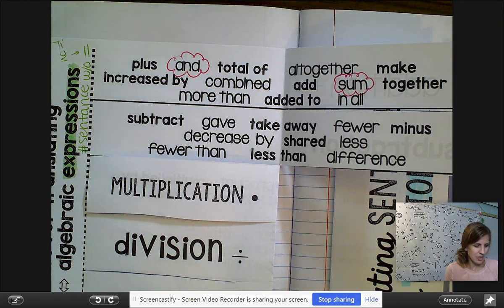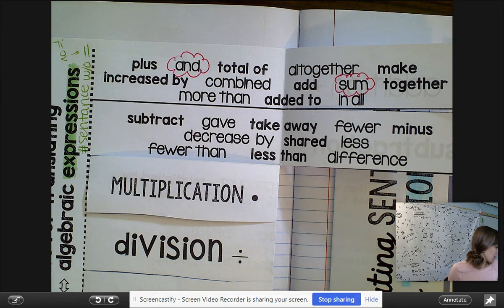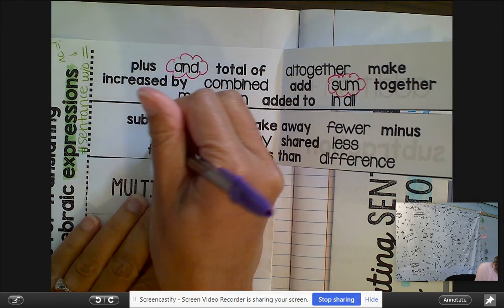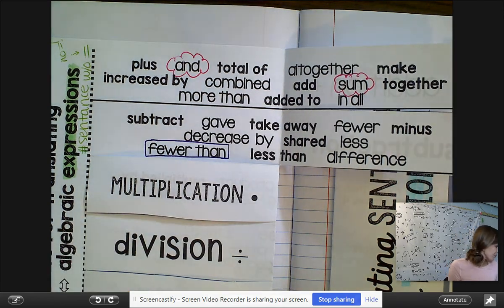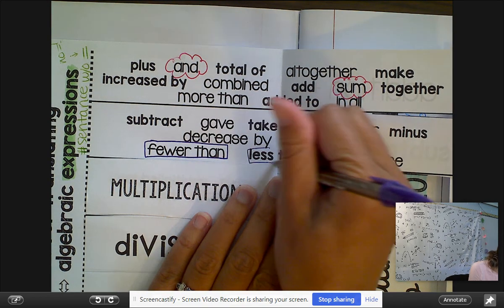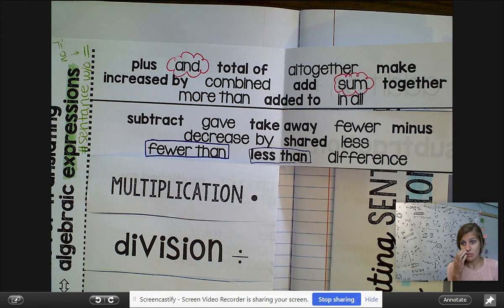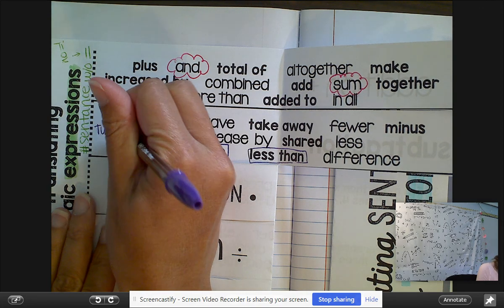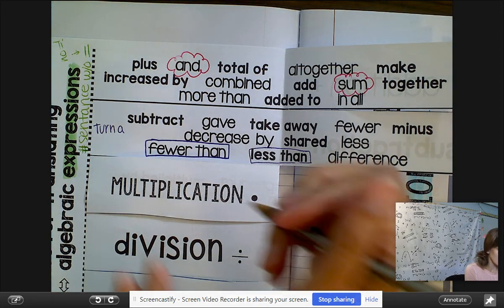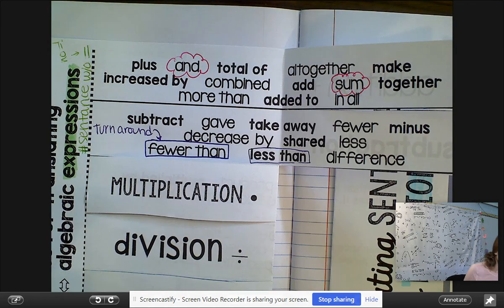I can't rearrange it because I'll get different answers. And so when we're talking about subtraction, we have to be very careful. And there are a couple words that I want to point out to you. Fewer than, less than. Usually whenever there's a than behind it and it's implying subtraction, those are what I like to call turnarounds. Turn around, da, da, da, da. If you don't know that song, ask your parents. Sing it for them. Those are turnaround words.